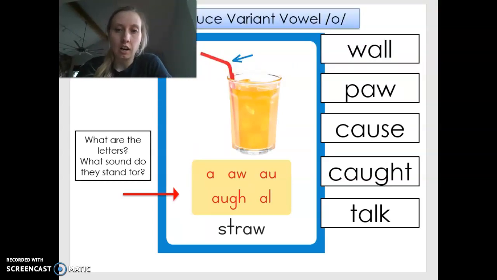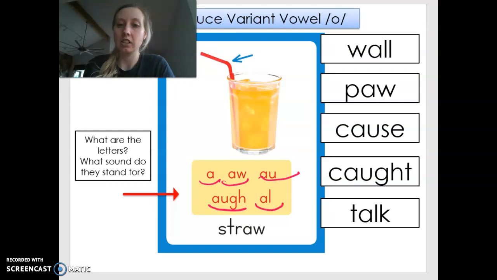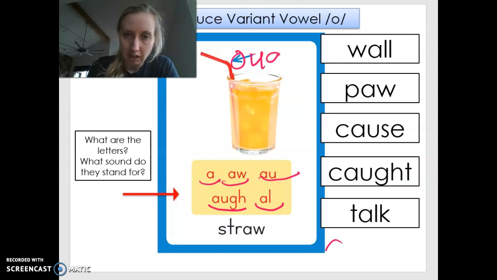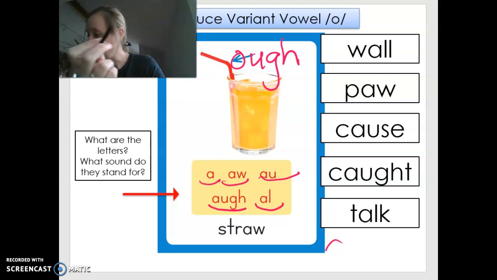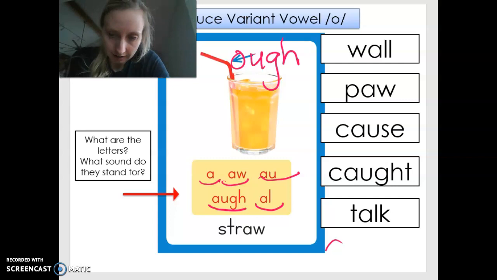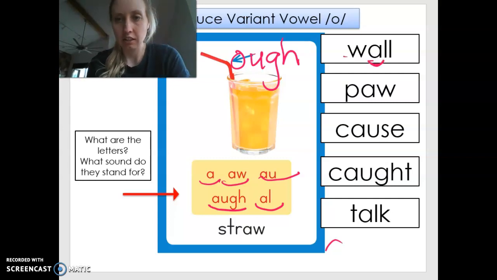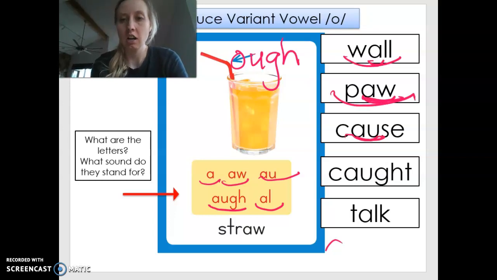Okay, friends, so let's look at the straw card. These show variants of ah. So we have A, which says ah, AW says ah, AU says ah, AUGH says ah, AL says ah, but AL can either say ah or all. And then we have OUGH, which sometimes says ah, like taught, thought, or bought. So AL says ah, as in wall. AW says ah, as in paw. AU says ah, in cause. AUGH says ah, in caught. AL says ah, in talk.